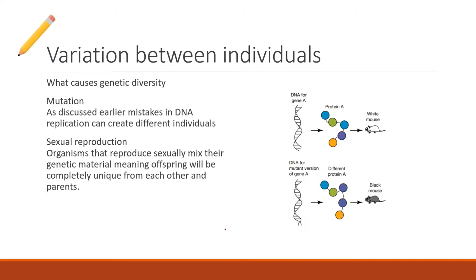So if you reproduce asexually, which means that you make an exact copy of yourself because you're some kind of bacteria, then if you make a mistake in the copying process, the new organism will be different to you, and that's completely fine.